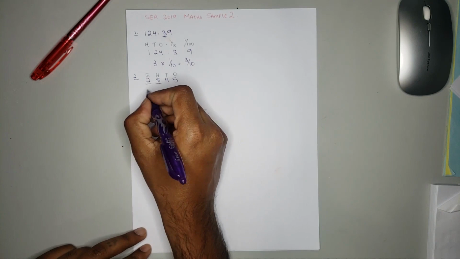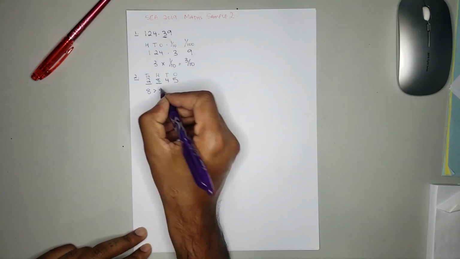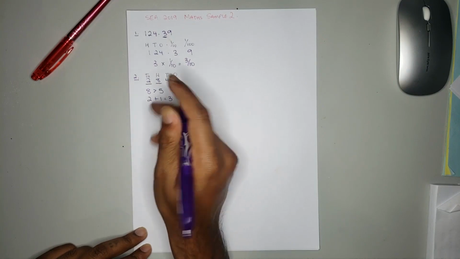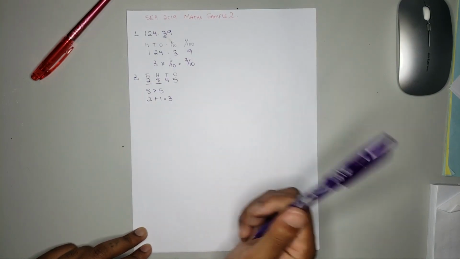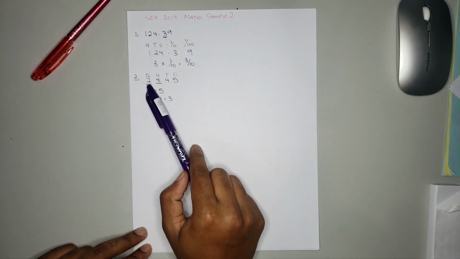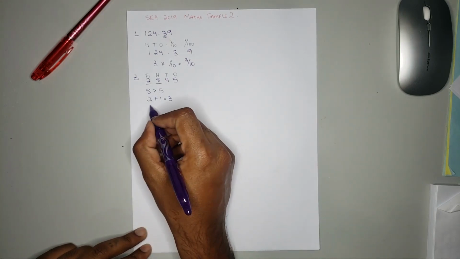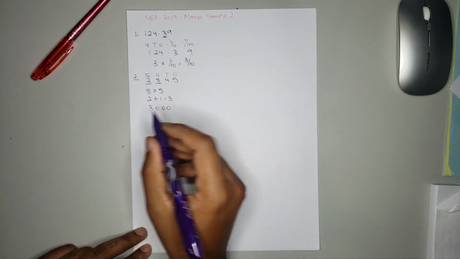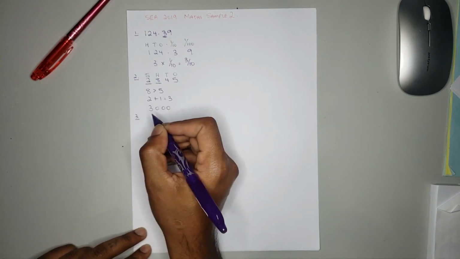The hundreds value is greater than 5, so therefore you add 1 to the thousands value, so it's 2 plus 1, which is equal to 3. We replace all the numbers on the right hand side of the thousands column with zeros, so the answer will be 3,000.